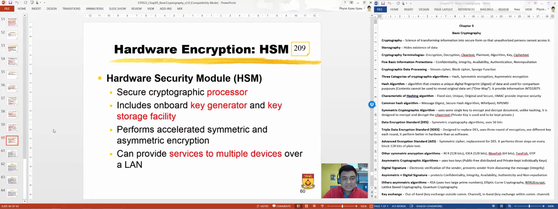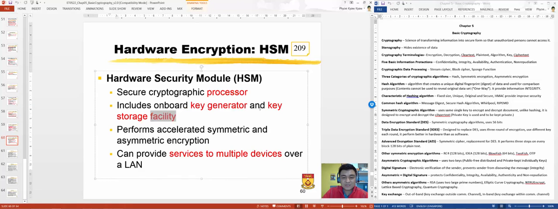Okay, next is the HSM, the hardware security module, a hardware encryption method, which is a secure cryptography processor. That means a user or a hardware manufacturer can add the processor inside a CPU or any electronic device, mainly for cryptographic operations. It can have an onboard key generator and key storage facilities, a processor that can store the keys as well as generate them. It performs accelerated symmetric and asymmetric encryption, so it's quite a powerful processor. It can provide services to multiple devices over a LAN.